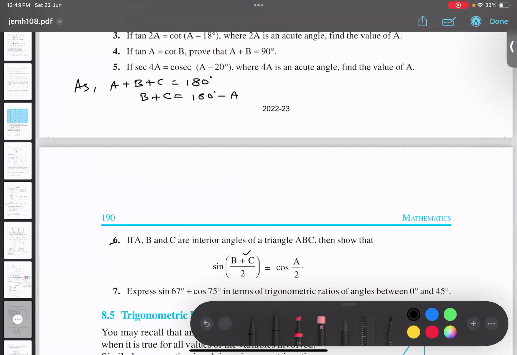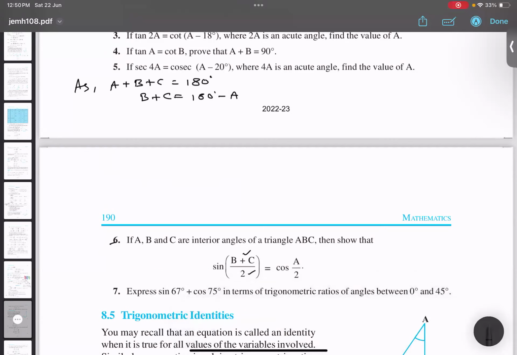I'm just creating the question. Now, what do I need? I need to divide by 2. I cannot divide one thing by 2, I have to divide both sides. So I will write, dividing both sides by 2. What will happen? B plus C upon 2 equals 180 minus A upon 2. Is that clear? Yes or no?